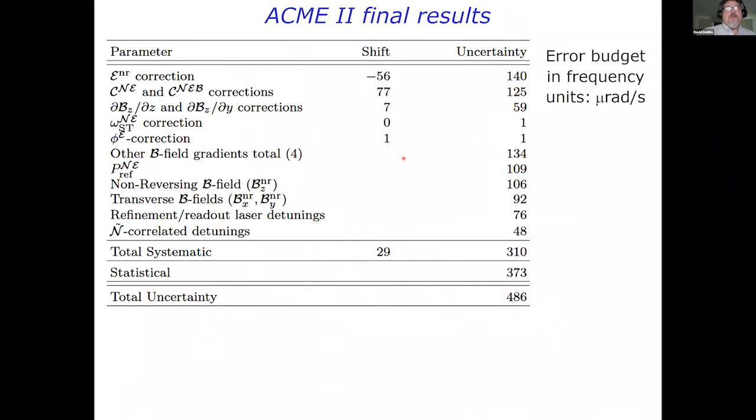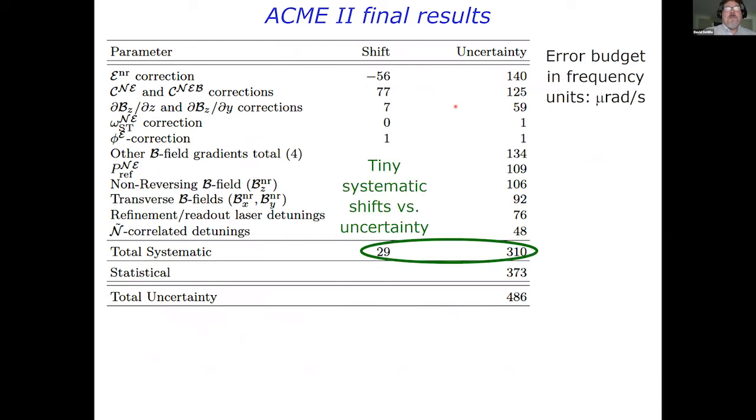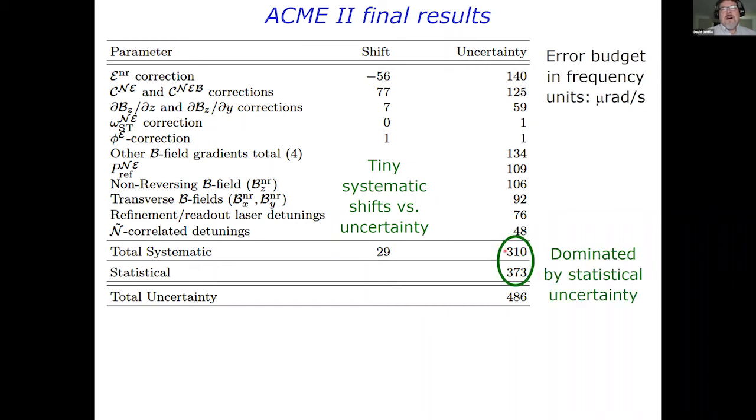So to make a long story short, the end result of these experiments, like basically any precision measurement, is an error budget. Here, all the numbers are in units of frequency, microradians per second. So a couple of things to notice: the systematic shifts that we were able to measure were tiny compared to the uncertainties in the systematic shifts. So essentially the systematic shift was zero. And the uncertainty was mostly statistical, with a roughly comparable amount from systematic errors.